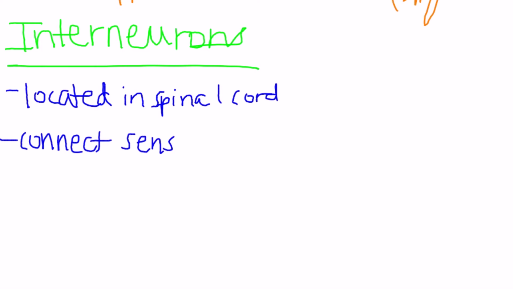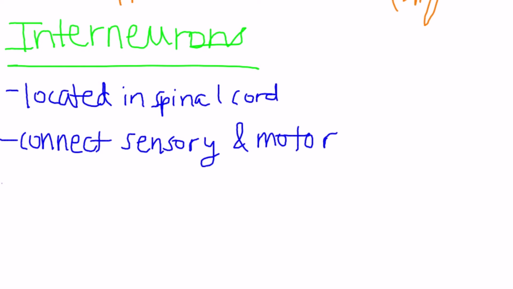So, sensory and motor. So what that basically means is that the sensory information comes in from the peripheries, goes to the spinal cord, and then in the spinal cord, the interneurons connect the sensory neuron and the motor neuron, and then the motor neuron can then travel and send the information that it has just received from the spinal cord outwards towards the muscle to contract it.